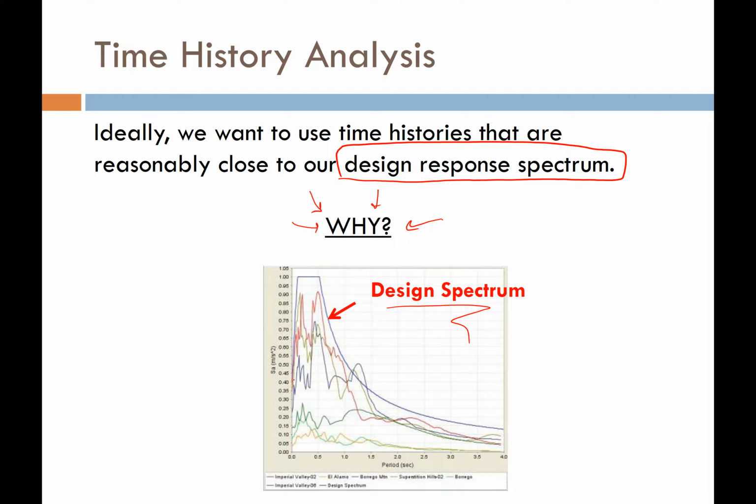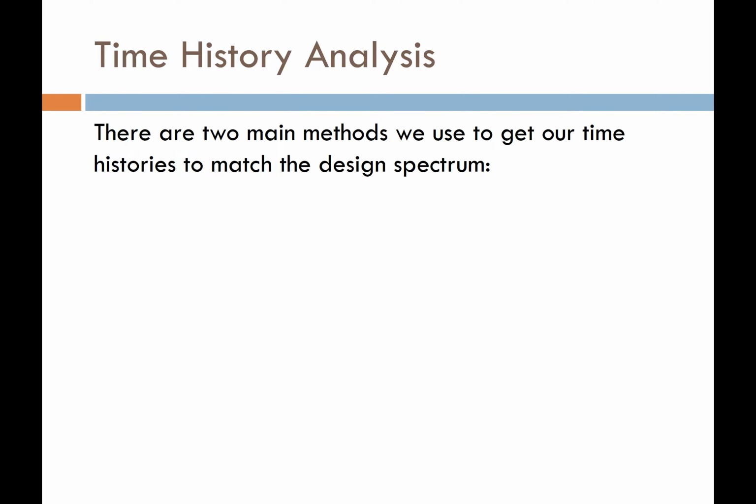Ideally, we would want time histories that could get very close, if not as close as possible, to matching that target certainly across the periods of interest, if not across the entire spectrum. So to do this, there's really two main methods that we're going to introduce that we use today to develop our time histories for these types of analyses.